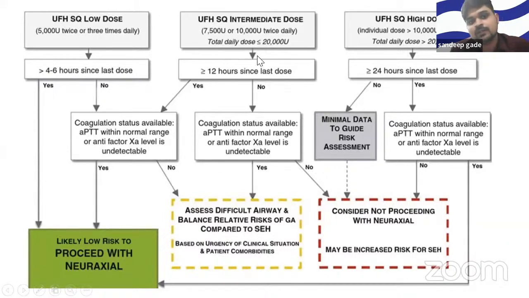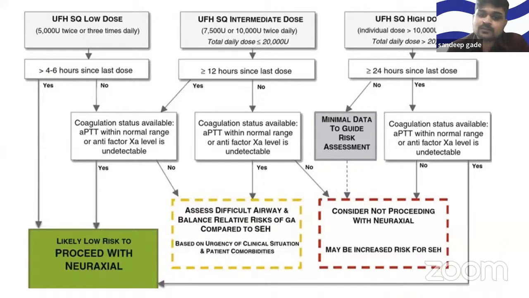If the patient is on unfractionated heparin, either intermediate or high dose, we have to look at the time since the last dose. For intermediate doses, 12 hours is considered to be the cutoff time, and for high doses, 24 hours is the cutoff time. If adequate criteria are met, then the patients can safely proceed with neuraxial techniques. If the conditions are not met or if their coagulation status is deranged, in such patients we have to assess for difficult airway, and pregnant females are as such considered to have a difficult airway.